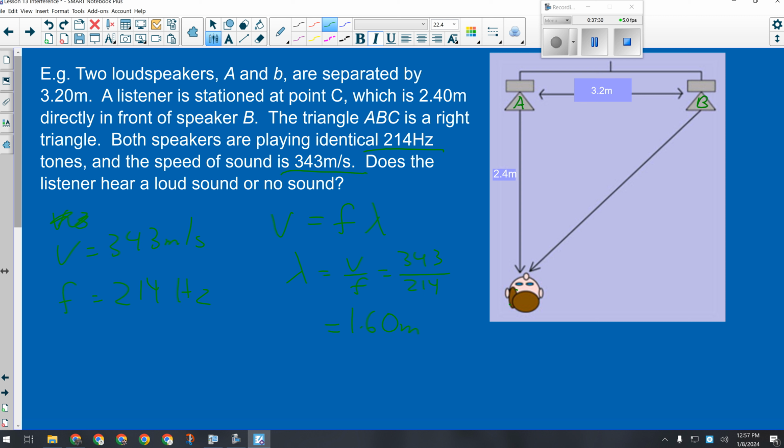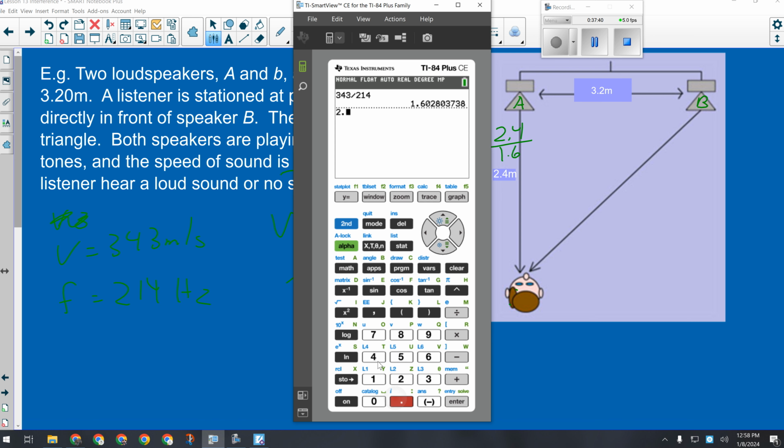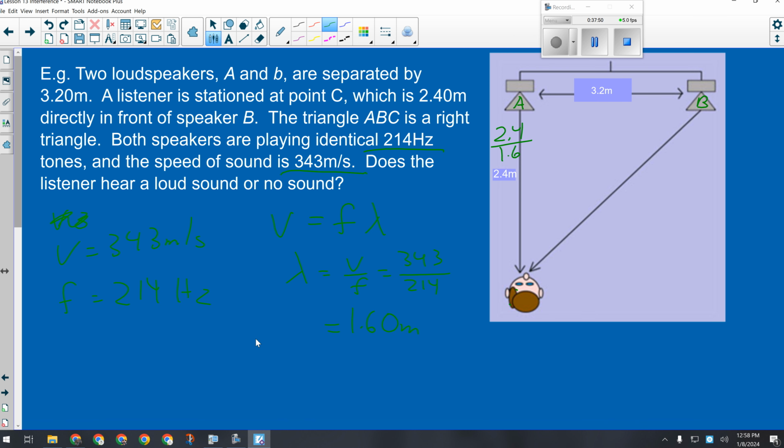Okay, so if I say, all right, 2.4 meters divided by the length of one wave, 1.6 meters, pretty sure that comes out to 1.5. Okay, 1.497, that's 1.5, that's close enough. So there's 1.5 wavelengths from this speaker to the person. Now I need to figure out how many wavelengths there are here.